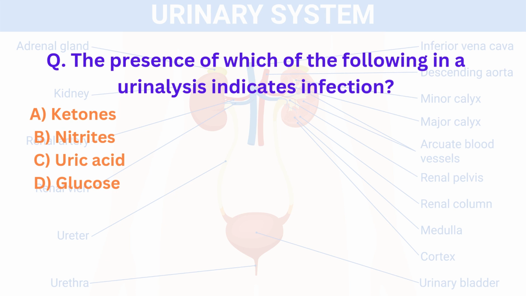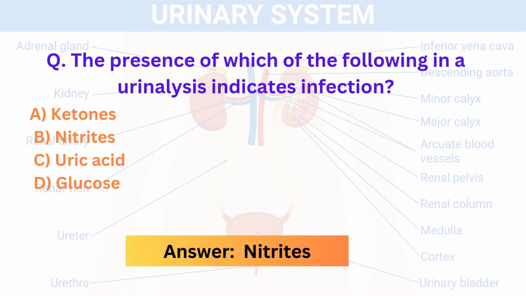Hence, the correct answer is nitrates. The presence of nitrates in urine indicates presence of infection.